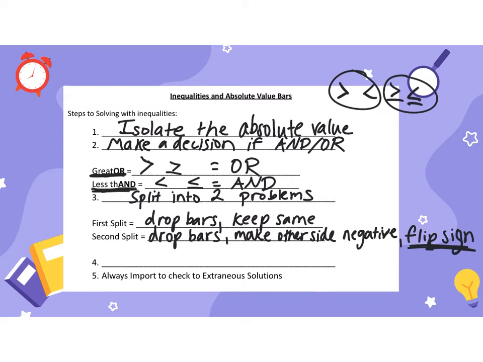Fourth step is just to solve and graph, just like normal. And then we'll check for those extraneous solutions. We'll do a couple examples on that, but don't get too caught up in that step. Okay, so get this written down. Now we're going to move right along.